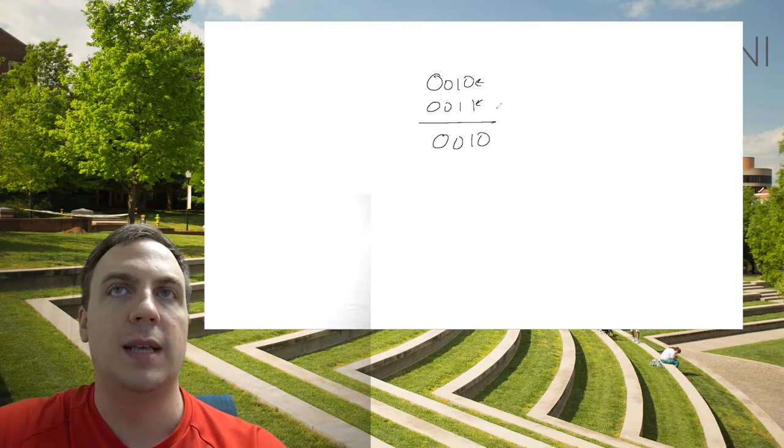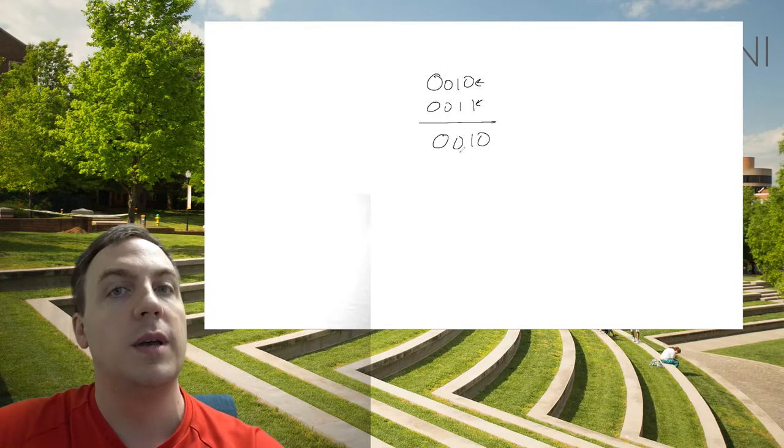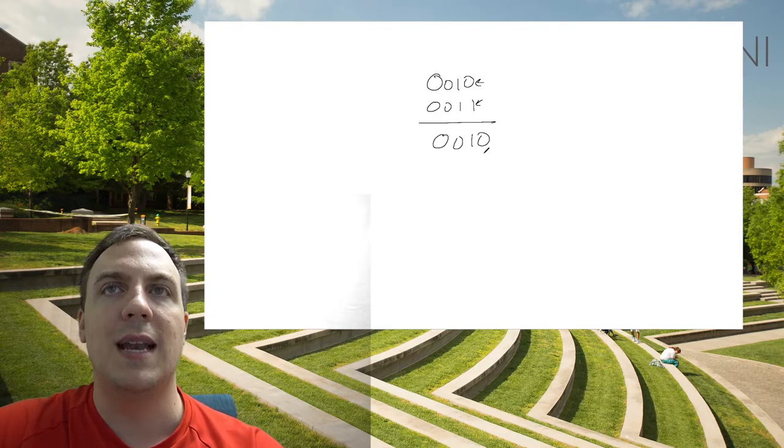So let's take a look at 0010 multiplied by 0011. Notice what we're going to do: if we find a 1 here, we copy this top number down, which will be 0010. It's the same thing as looking at 1 times 0010, and so on and so forth. When we move to the next digit, we add a 0 here, and if we find a 1, we copy the number down again, 0100.